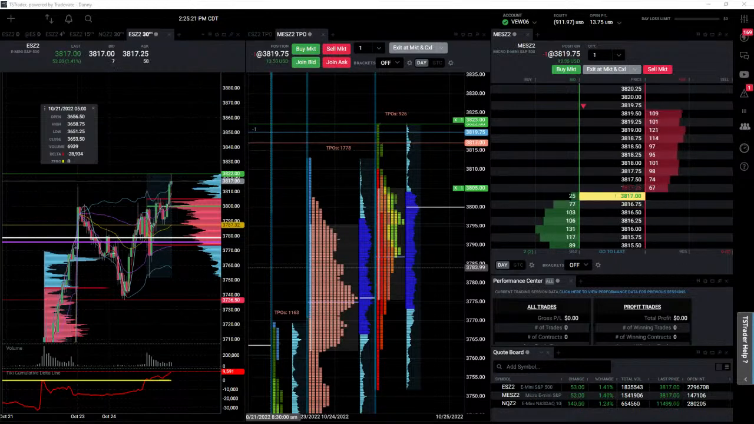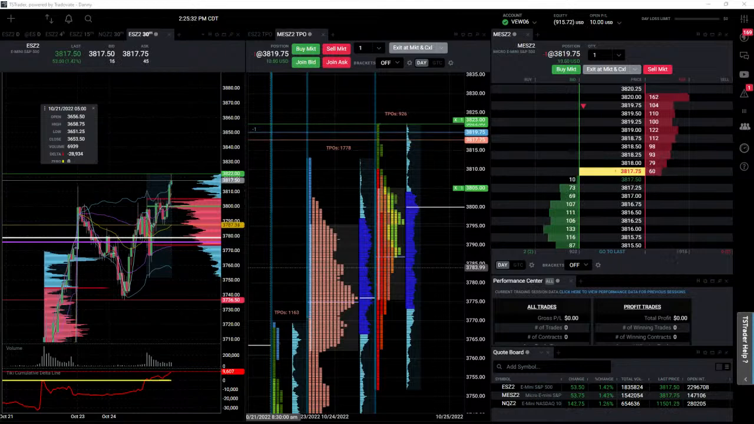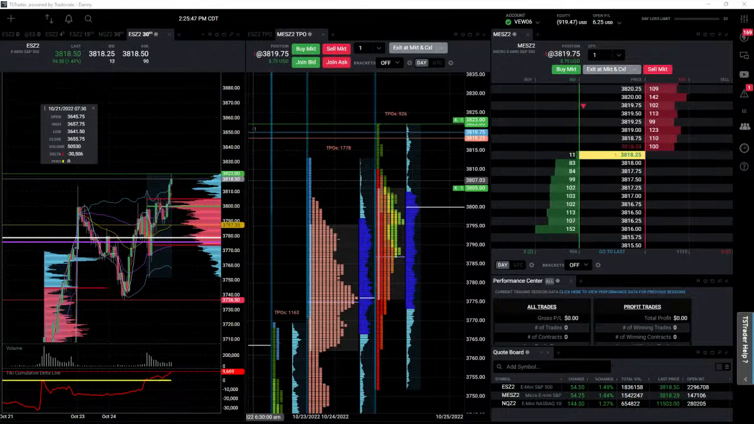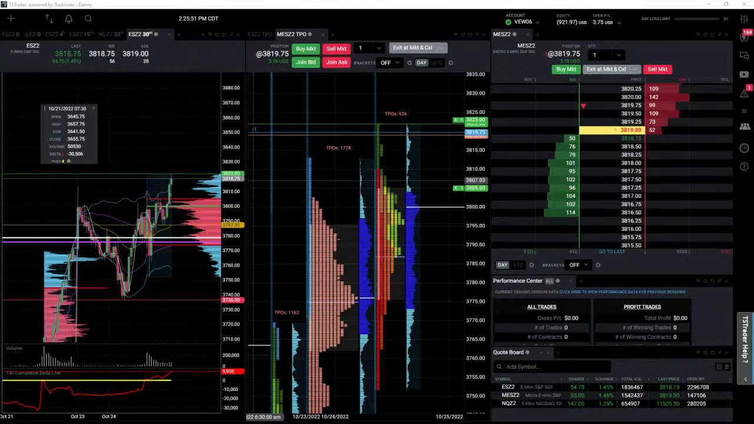All I saw was 3820 volume, and that's normal. Yeah, those big fat round numbers, right? Matthew saying 38.13 is going to get checked, which is the high from the overnight. Matthew saying it's going to pull back here. Harry short 2.